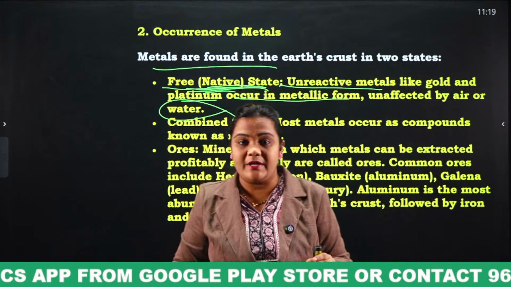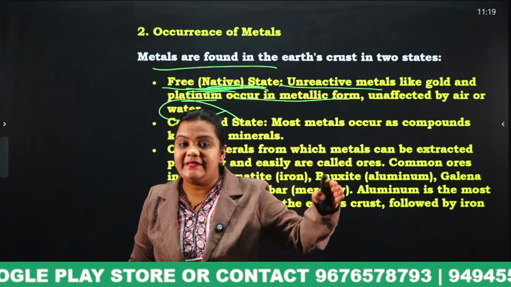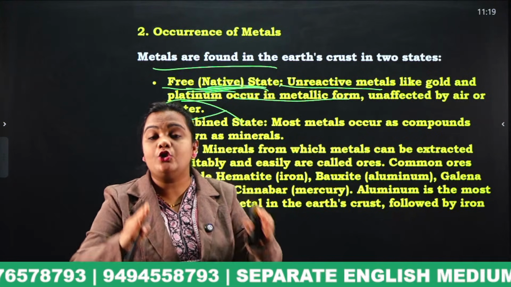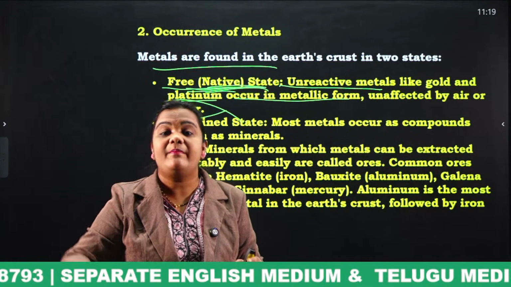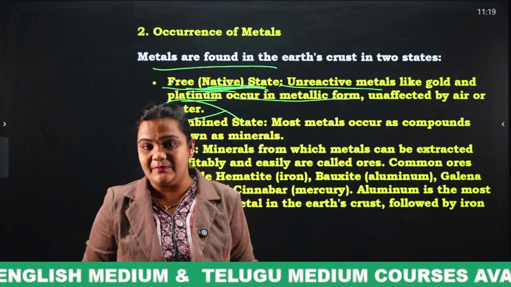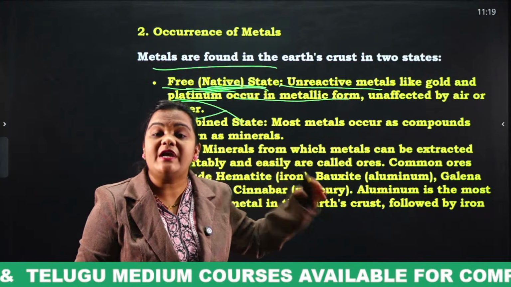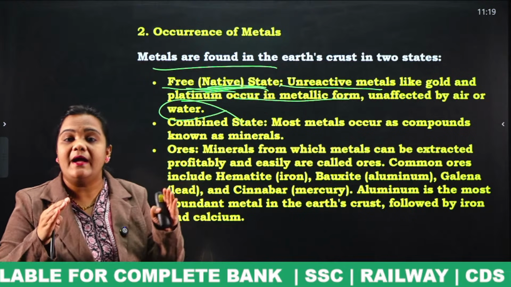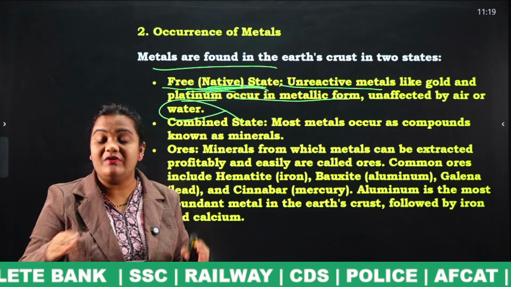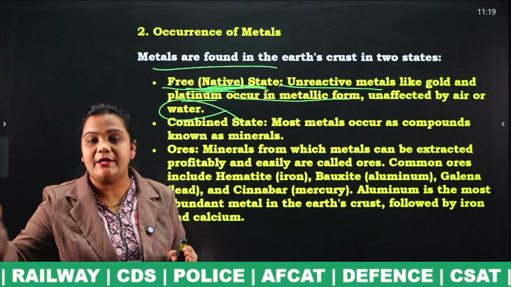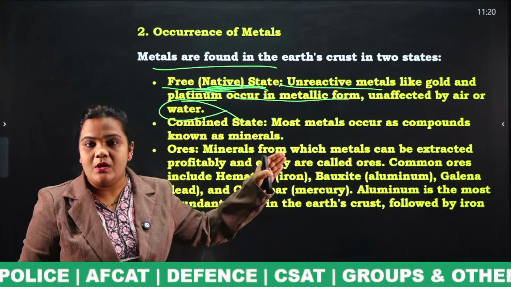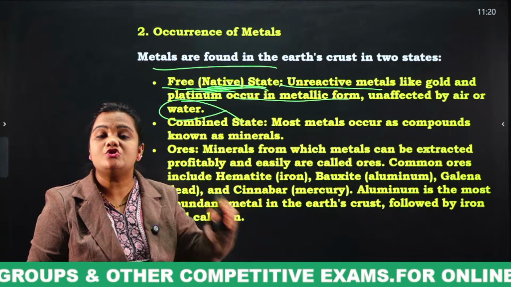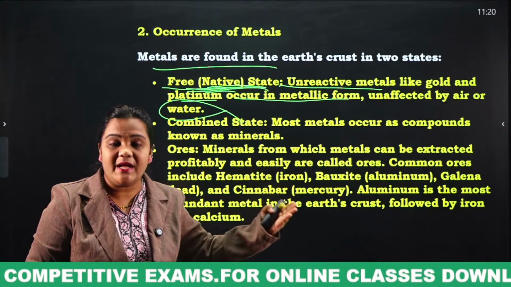Remember, very, very important. Where do we get these metals from? We get these metals from the earth's crust. They are unreactive metals that do not react with air or water, so they exist in free or native state. Remember, students, which are the metals that we get in free or native state? Gold and platinum. The main thing to remember is that these two metals will not react with either water or air.